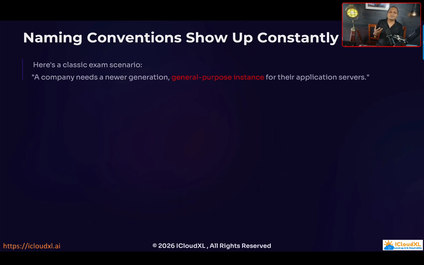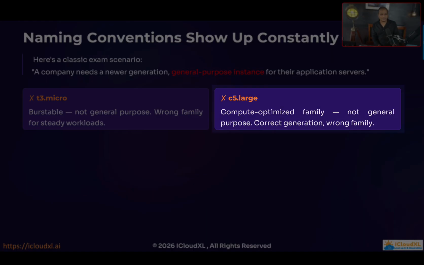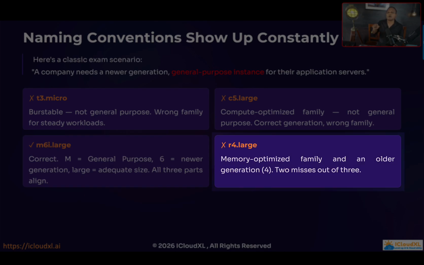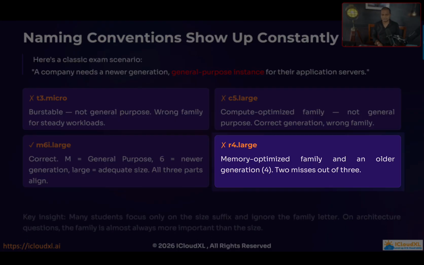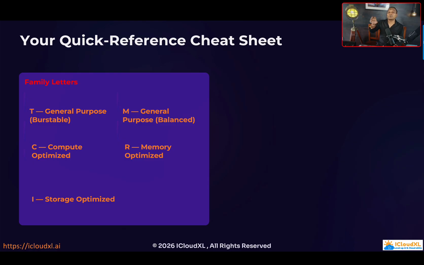The naming conventions show up constantly in your exam. A company needs a newer generation general purpose EC2 instance for their application servers. T3 micro is the wrong answer because it's a burstable CPU instance, and C5 large is also a wrong answer because it's compute optimized, but the question is asking for a general purpose instance. So M6i large is the right answer in this case. R4 large is also a wrong answer because it is a memory optimized family EC2 instance. Now you know how to answer the questions. So don't confuse the family with the size, because in the same family you can go to higher sizes.